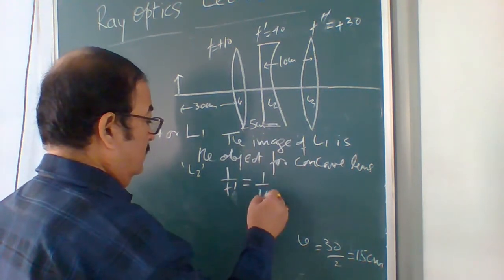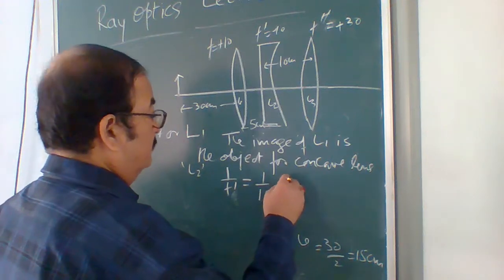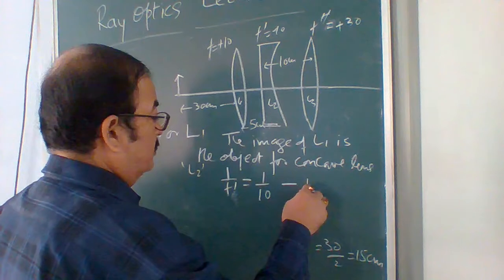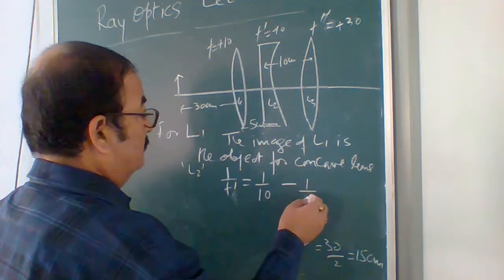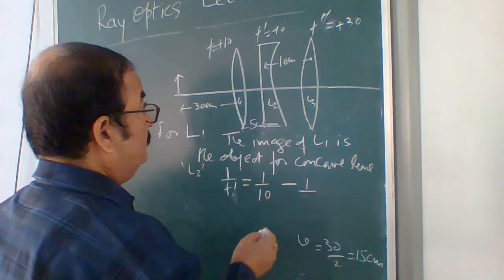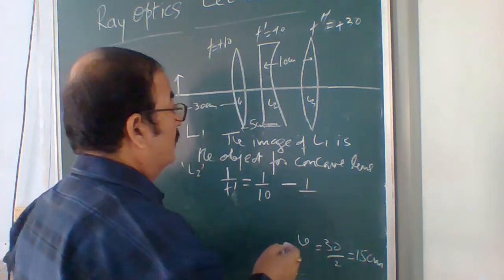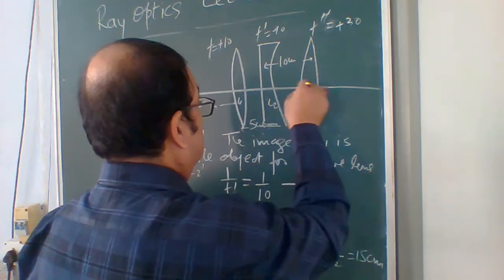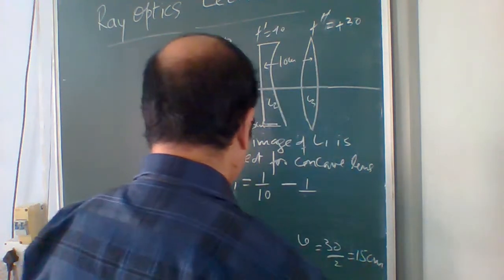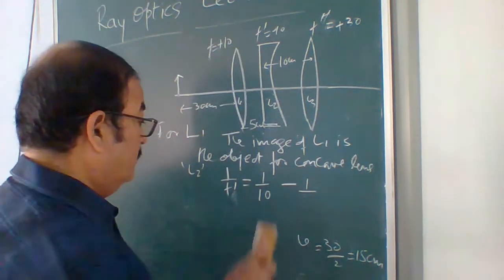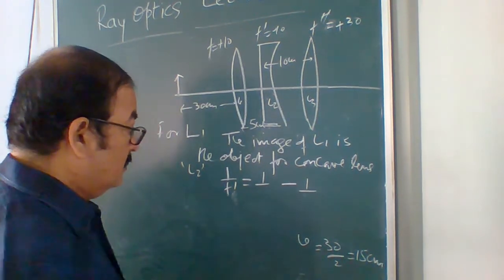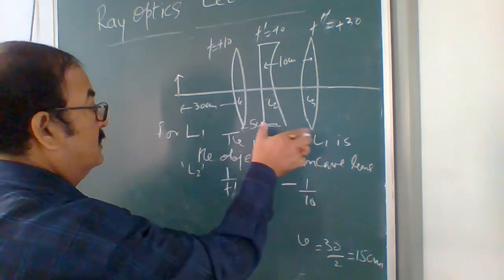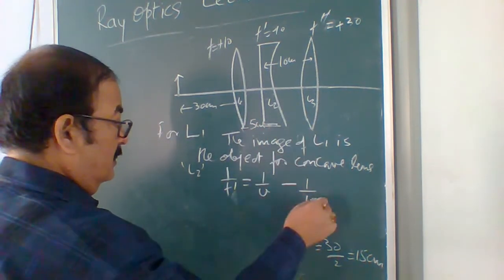This distance is how much from this, it is 10 centimeter, and minus 1 upon u is not known to us. Sorry, we don't know, इसको तो ऐसे ही रखेंगे. ये है 10 सेंटीमीटर, क्योंकि टोटल 15 में बन रहा है, तो यहाँ से यहाँ तक का डिस्टेंस 15 है, तो ये 10, ये 10.